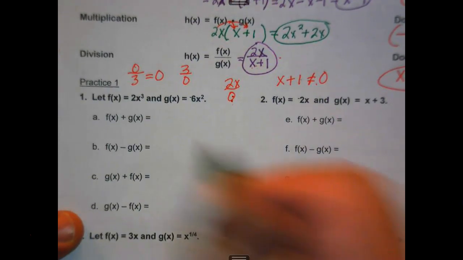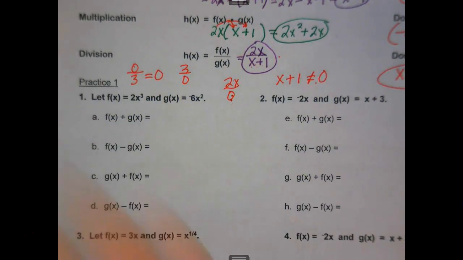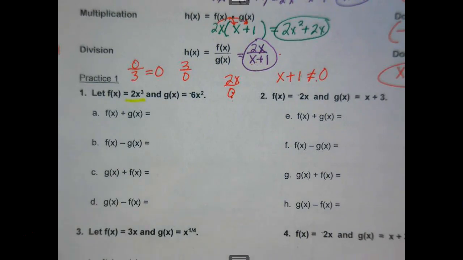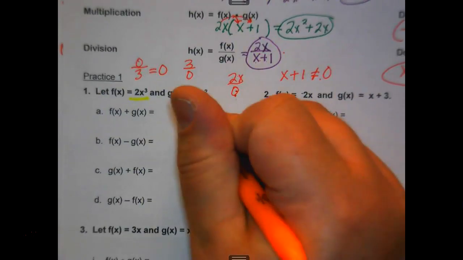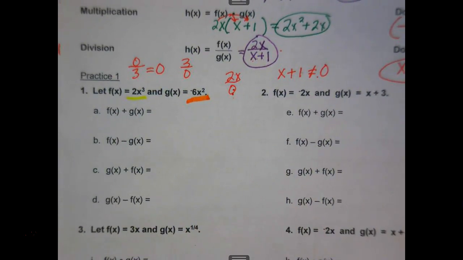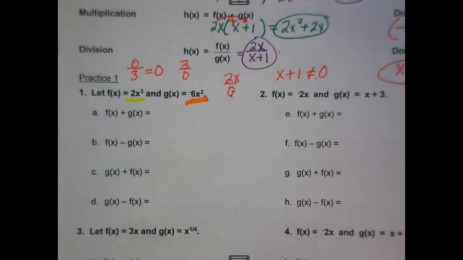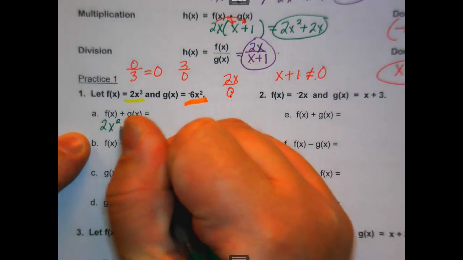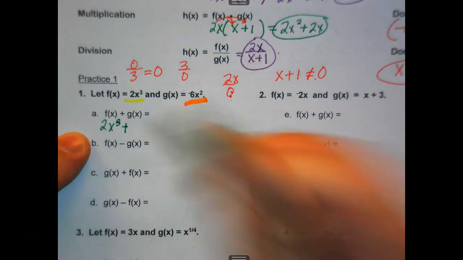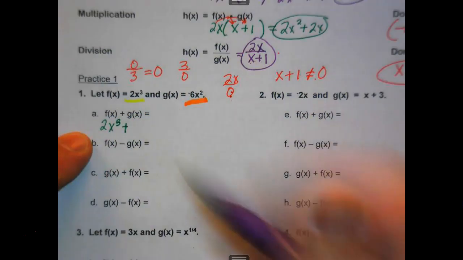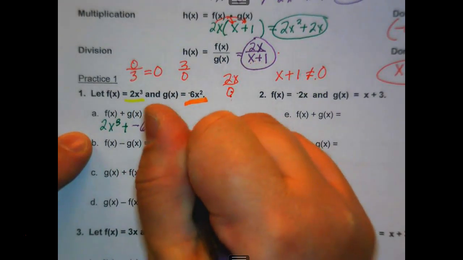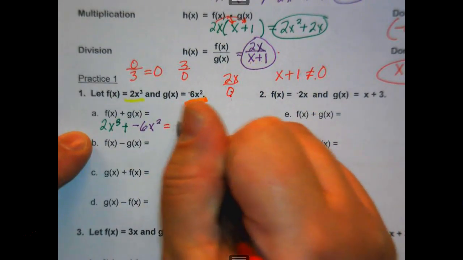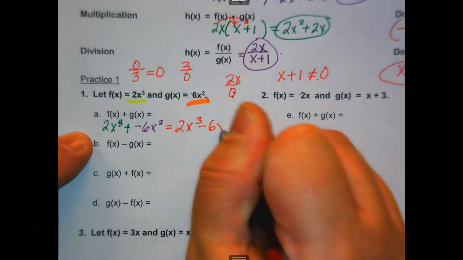Let's go. Let's see, we have some new ones. The f of x is 2x cubed. The g of x is negative 6x squared. Let's do one set of these and add them together. The f of x is 2x cubed plus the g of x is negative 6x squared. Can I combine these? Nope. So I'm done. 2x cubed minus 6x squared.